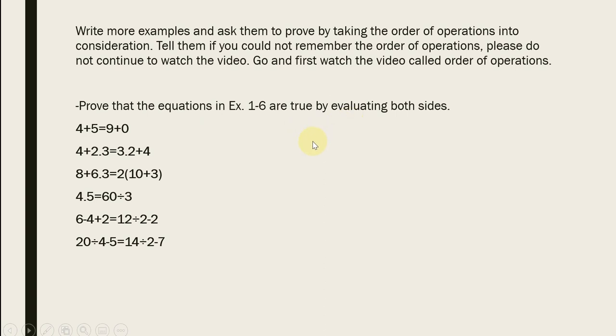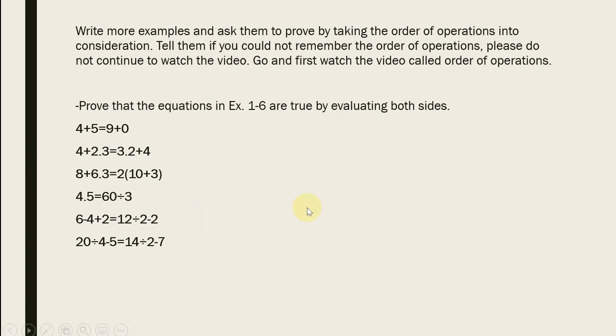And I will write more examples and ask them to prove them by taking the order of operations into consideration. I will tell them if they can't remember the order of operations, please do not continue watching the video and first go and watch the video called order of operations. I planned to shoot a video about order of operations.